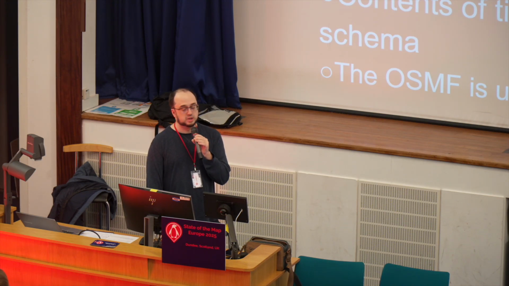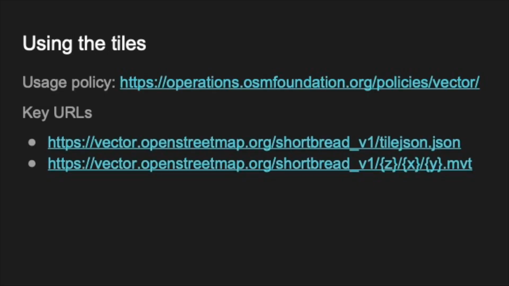So let's say you want to use the tiles. How do you get them? How do you use them? There are two key URLs, and they're both in the usage policy. Depending on what your software is, you will need to give it one of these two URLs. I'll go into an example of the common stuff, but if you've got something uncommon, one or the other should work.